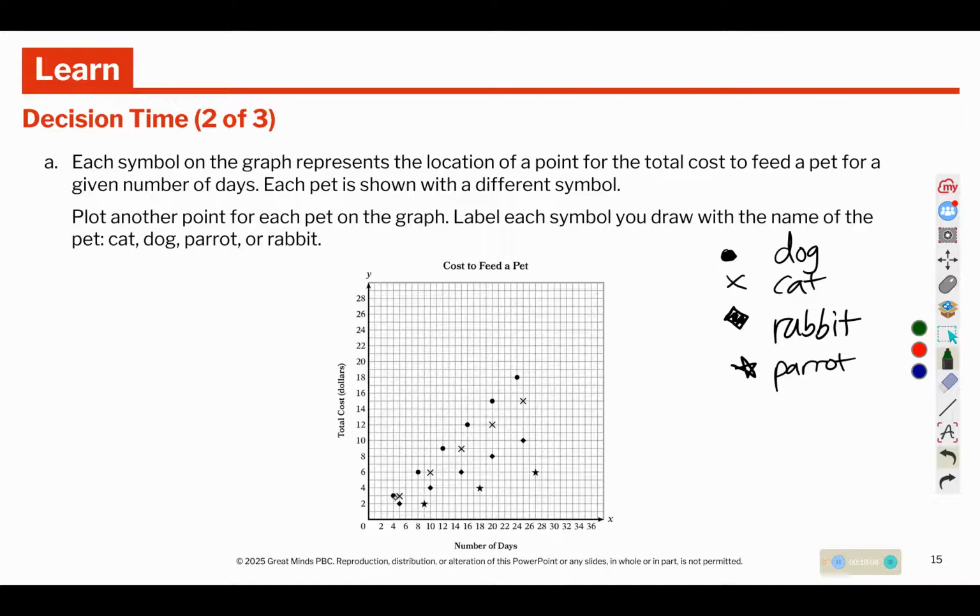You'll notice that it goes over 4 and up 3. 4 more days, 3 more dollars. 4 more days, 3 more dollars to get to the dot. So we're going to go 4 more days and up $3. And that is the dog.